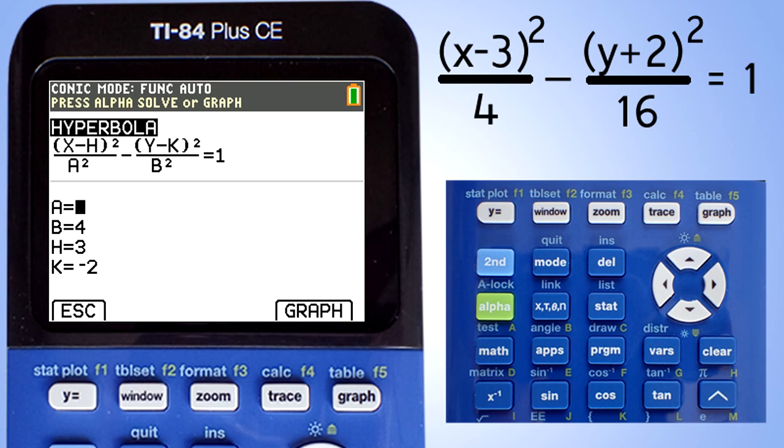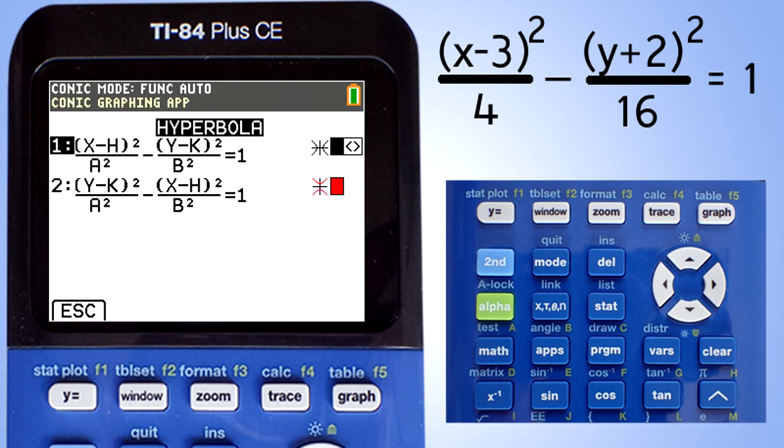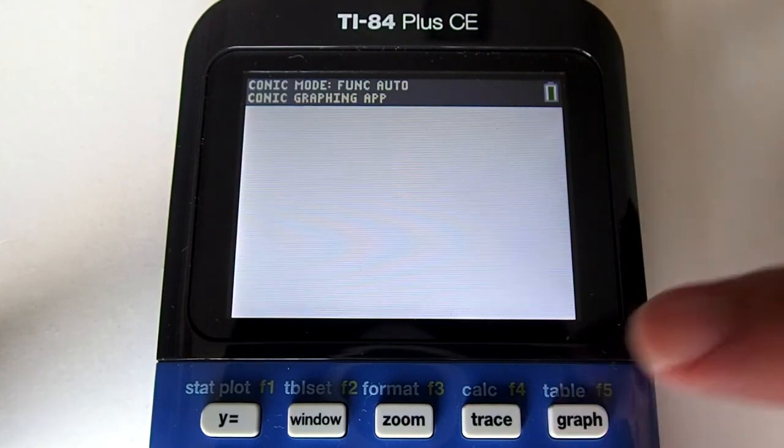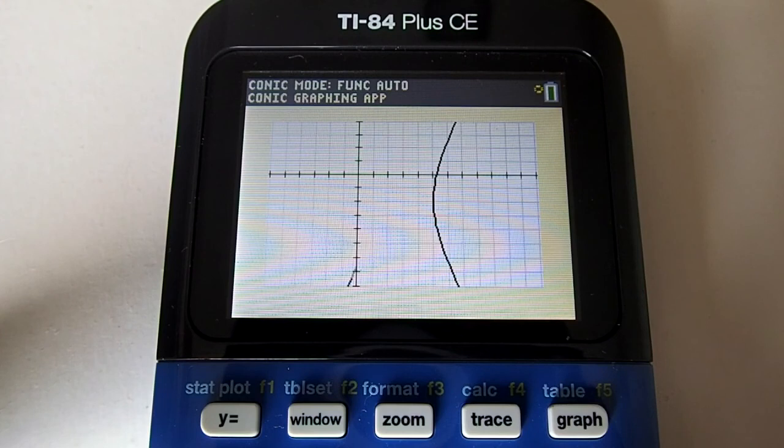If you want to enter a vertical hyperbola, press the escape key here. Number 2, the bottom equation, is the equation for a vertical hyperbola. Okay, that is it. That is how to graph a horizontal hyperbola on the TI-84 Plus CE graphing calculator.